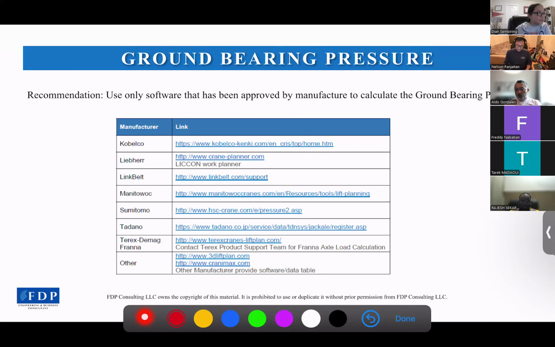So it could lead you to a better result. Here I put links in this table that contain ground bearing pressure software from certain manufacturers. Some of them are free, like Tadano or T-Rex, maybe. And for most of them, you need to buy the crane to get the software. But for a preliminary study, maybe you could calculate it manually before you get into the detail.